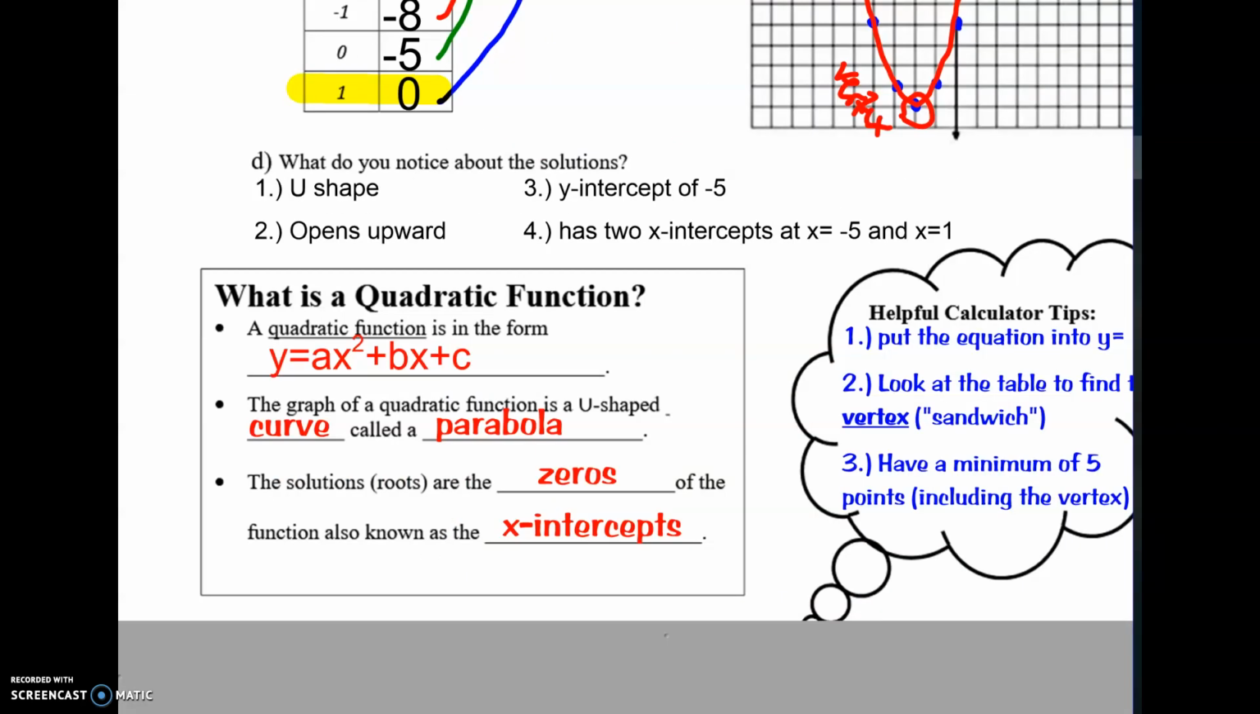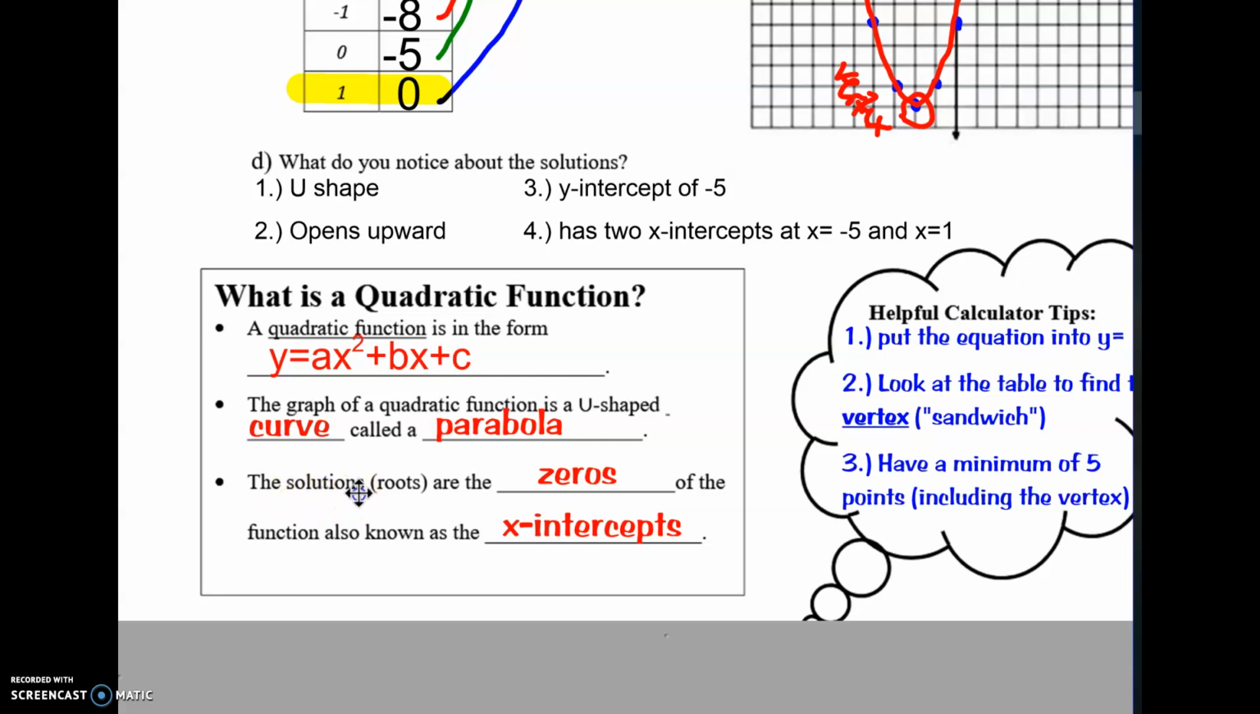So let's bring this all together. Remember that a quadratic function is a function in the form y equals ax squared plus bx plus c. And remember, the x squared is the most important component of the equation. The graph of a quadratic is a U shape, and it is a curve that is called a parabola.